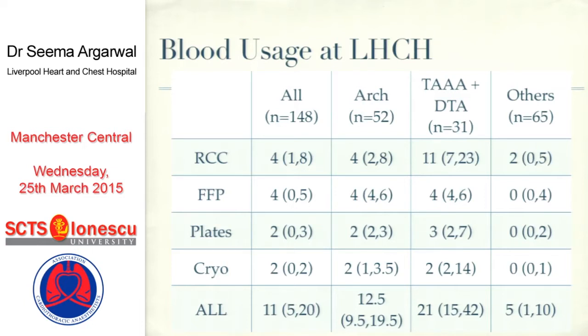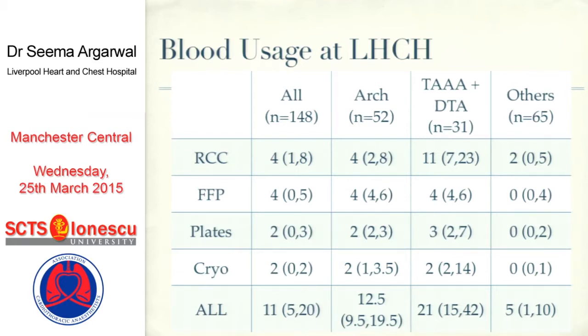If you divide that into the type of surgery they're having, you can see that the arch patients are getting fairly much the average amount of blood usage. The others, which are things like roots, are just getting a little bit of blood. But you can see that our descendings and thoracoabdominals are receiving a huge amount of blood, 11 units of red cells on average, 4 FFP, 3 platelets and 2 cryo.